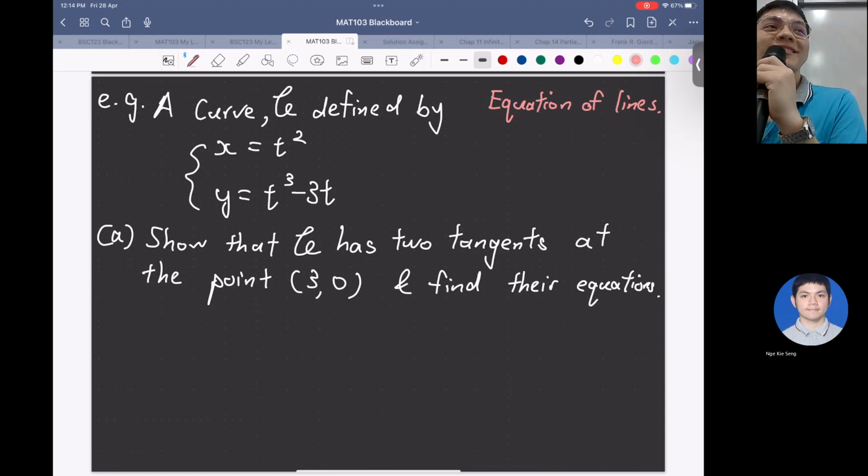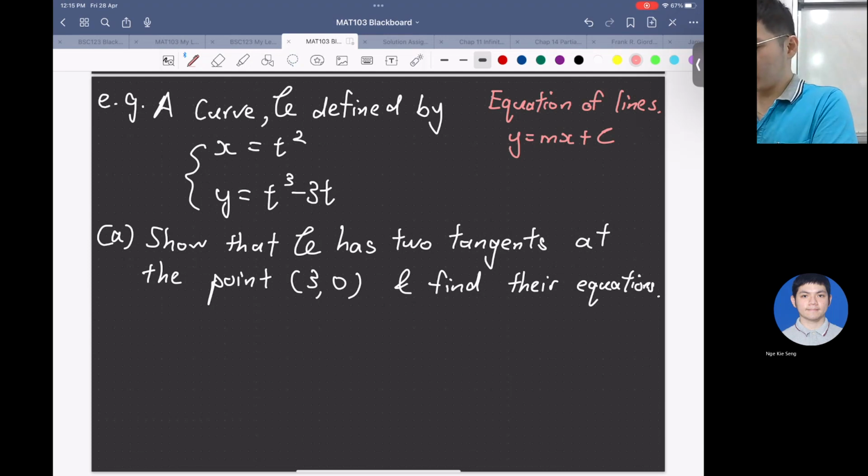Ooh, y equals mx plus c. Okay, I think this is not very helpful, right? Because you need to find c. So there's another, more general way. What's the more general one? Equation of line. What do you need? What's the ingredient you need to make a line? You need a point lying on the line and also the gradient.